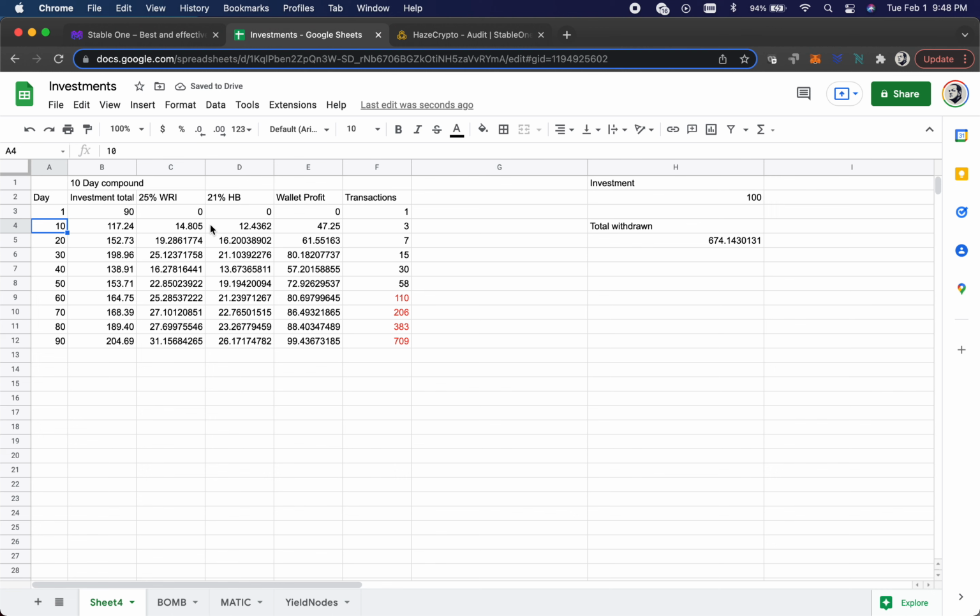10 days later, you take a withdraw. You stick 47.25. You're almost halfway to your initial investment. You take that out. When you hit that button, the first thing it's going to do is run that 21% reinvestment. So it's going to look at your previous deposits and create one deposit based off of each one of those.